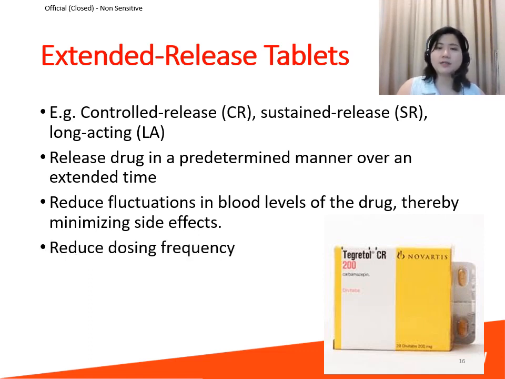For example, a medication which is usually taken 3 times a day can be formulated to release the drug slowly so that it's only taken once or 2 times a day. A simpler regimen would then help to improve patient compliance in taking the medication regularly.